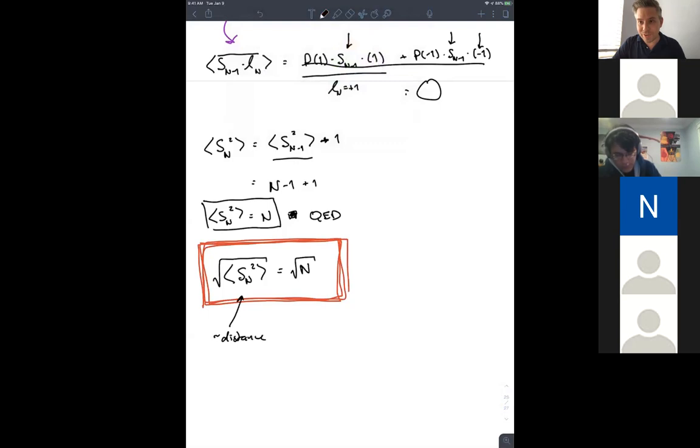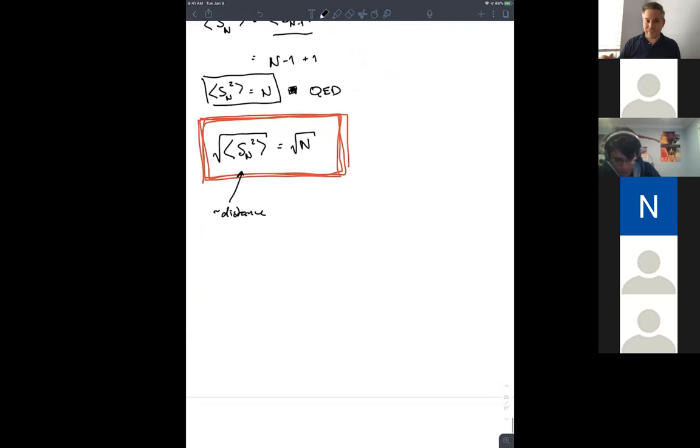Now if anybody comes up to you walking down the street, one of these days when we can go back outside, and they say, tell me how far a random walker walks, you should immediately just go square root of the number of steps, okay? This is something you as a physicist should remember. Now, that tells us how far on average a random walker travels, okay?